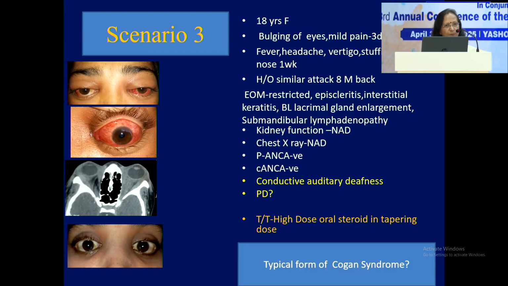Cogan syndrome is an autoimmune disease. It may be typical or atypical. In a typical case, all these lesions and features will be there, and this could be a typical case. In atypical cases, the conductive auditory deafness may appear 2 years later. So this was the final picture. As you can see, the patient is doing well. We could not do any biopsy as the patient improved and she didn't come for follow-up.